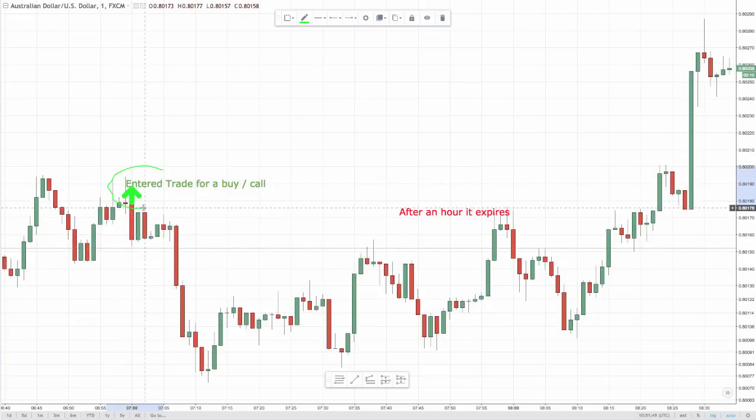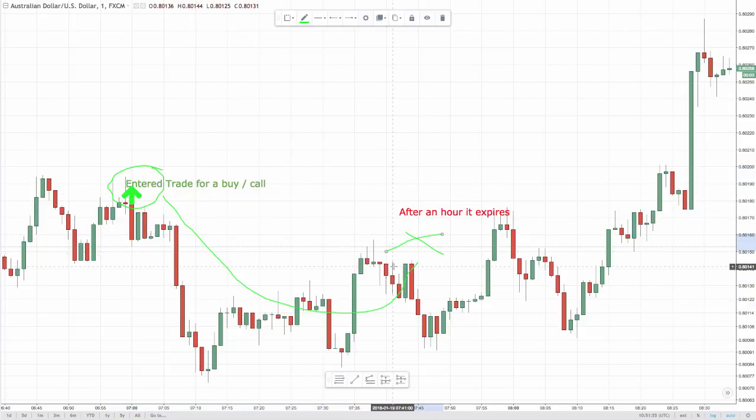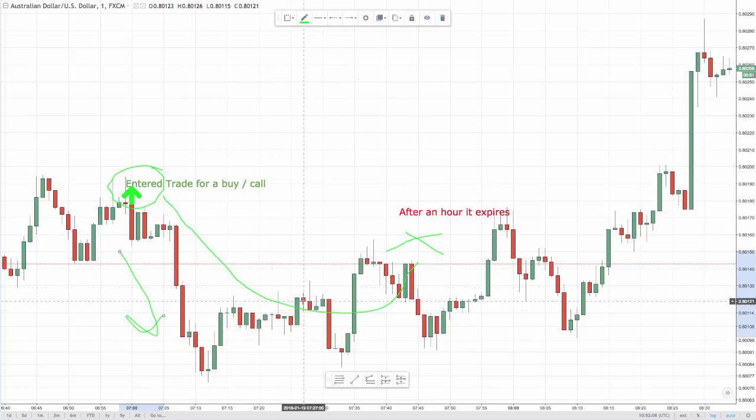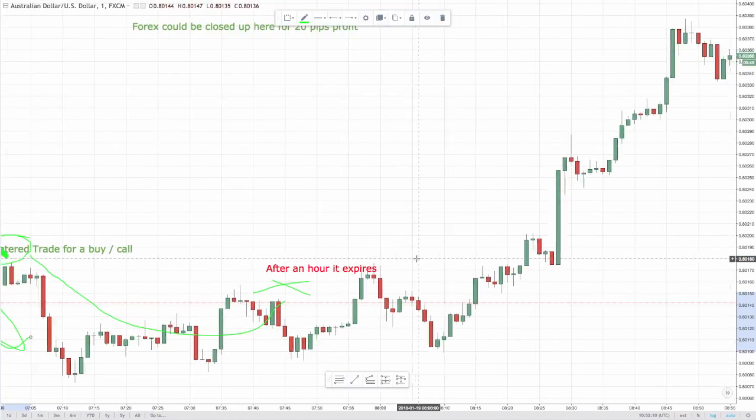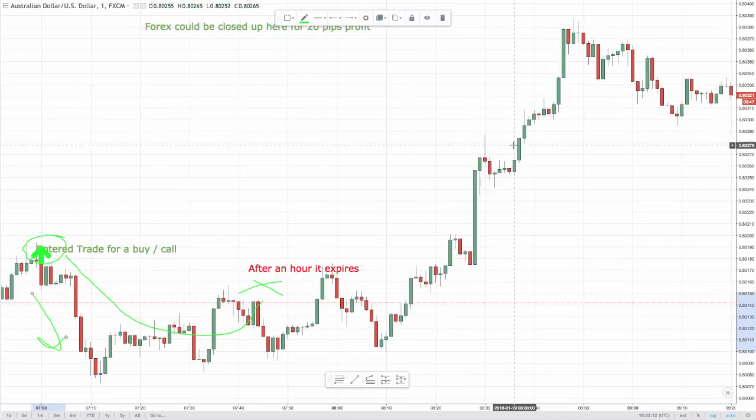So you enter the trade on the Australian US dollar for an hour binary bet. Unfortunately, after the hour, it expires out of the money and you've lost your money. You've lost the bet. Now, if we look at the same trade in Forex, when we entered, we could have stayed in it as we're not limited by the amount of time. So we're not limited by the hour. The trade does go against us for a bit, which means we would have been in negative money at this time. But as you can see, a little later on, it shoots up and we would have been plus 20 pips in profit.